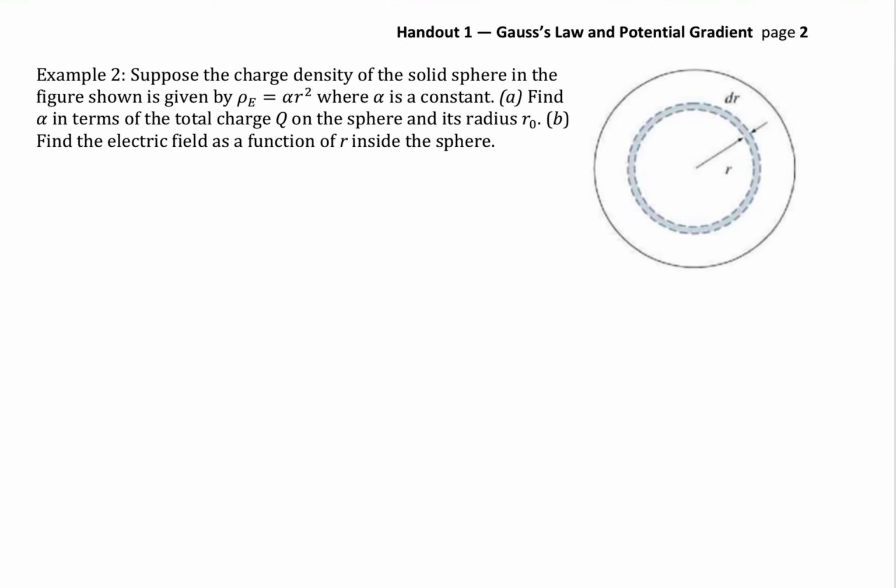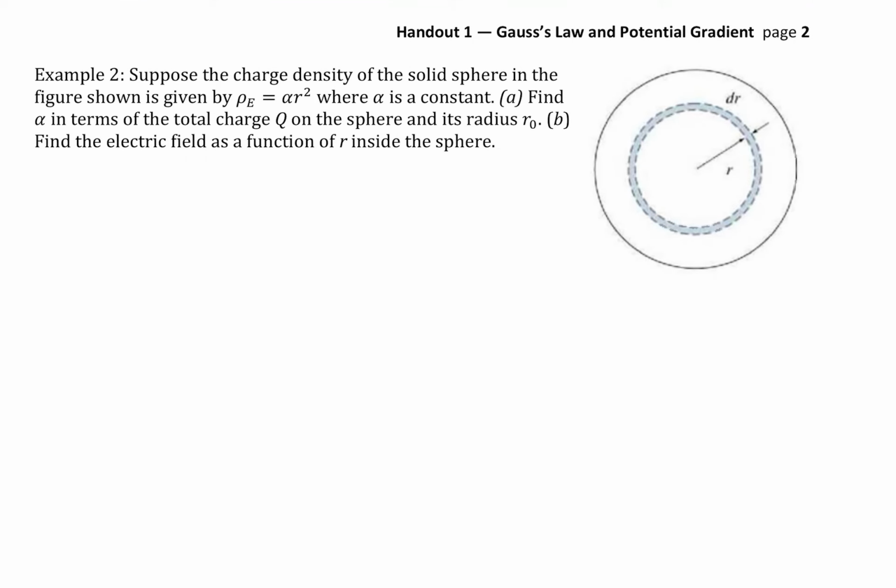Okay, so example 2. Suppose the charge density of the solid sphere in the figure shown is given by this density function, all right? Alpha times r squared. Alpha is just a constant, okay? And we can find that constant. So we're going to find alpha in terms of the total charge, because we know there's some total charge Q, again, on a sphere, right? Again, it's a non-conducting sphere of some sort.